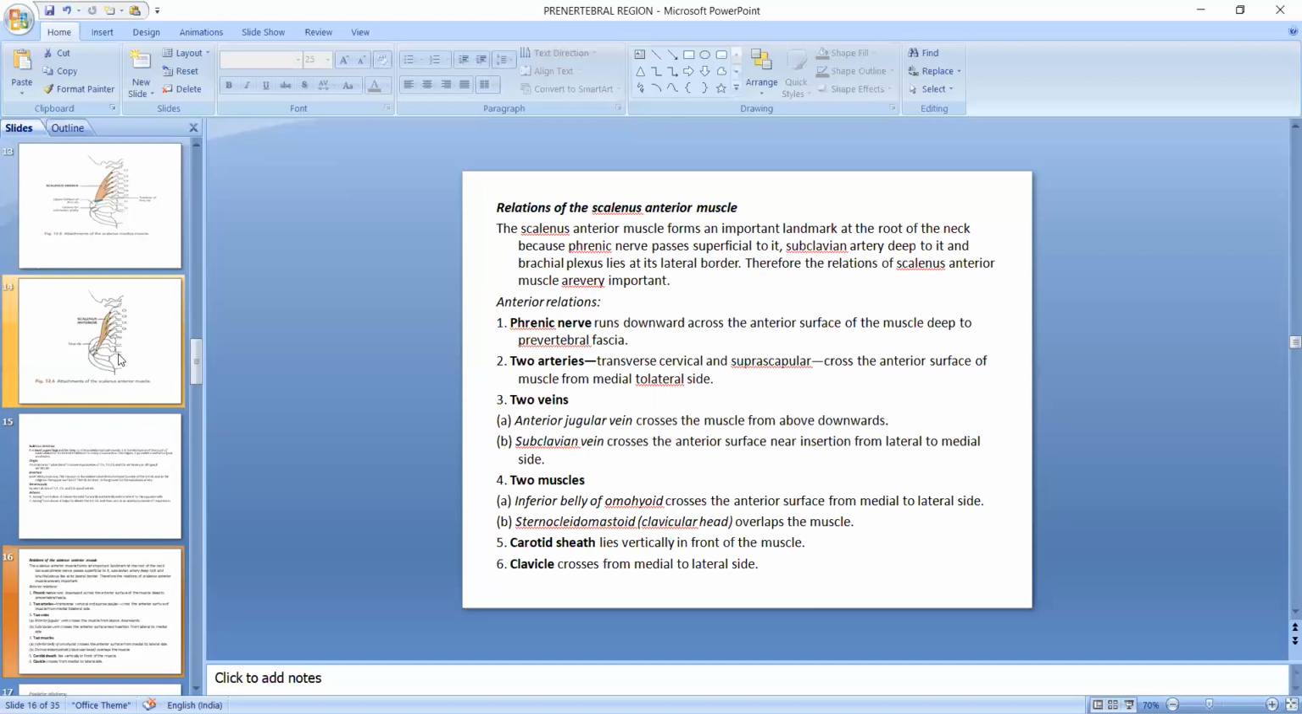Anterior relations: phrenic nerve, and two arteries, these are the transverse cervical and suprascapular. And two veins, these are the anterior jugular vein and subclavian vein. And two muscles, these are the inferior belly of omohyoid and sternocleidomastoid. The carotid sheath lies vertically in front of the muscle, and the clavicle crosses from medial to lateral side.